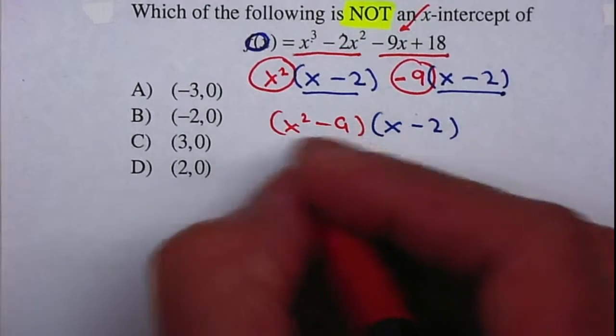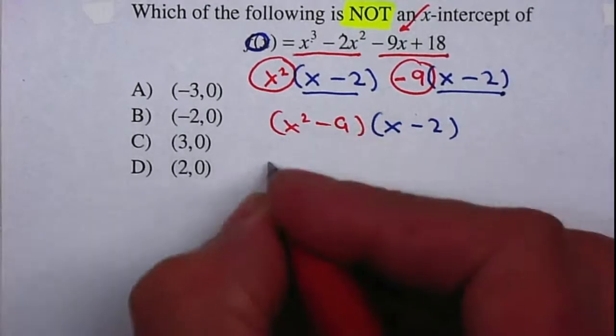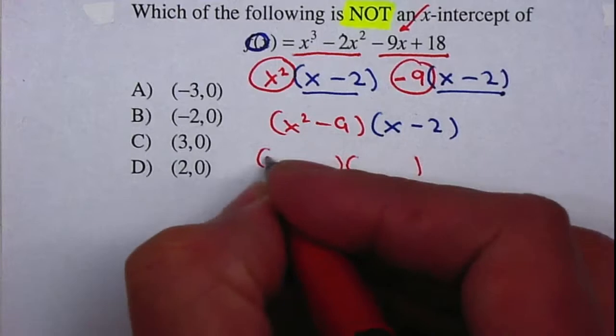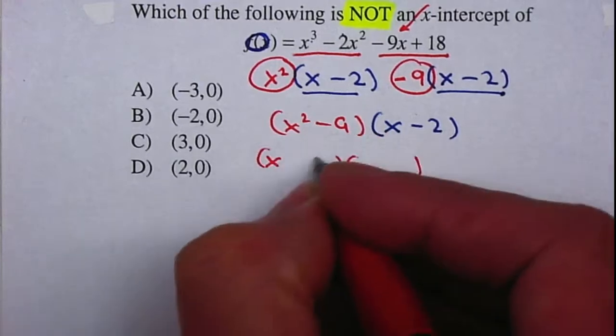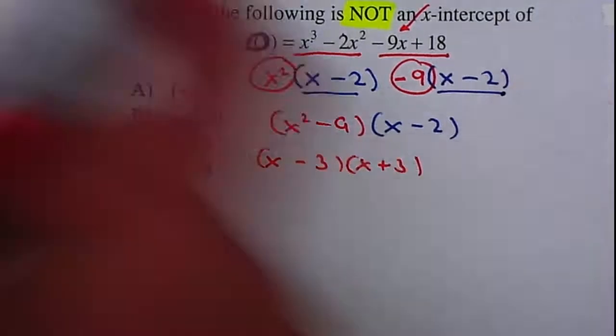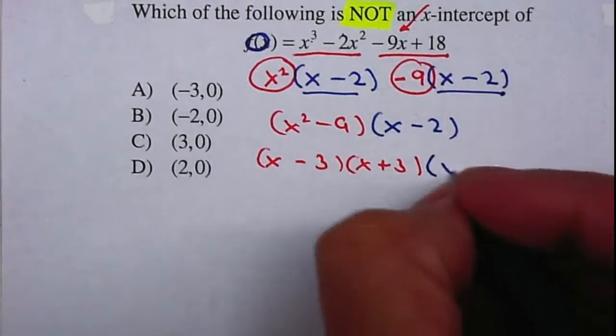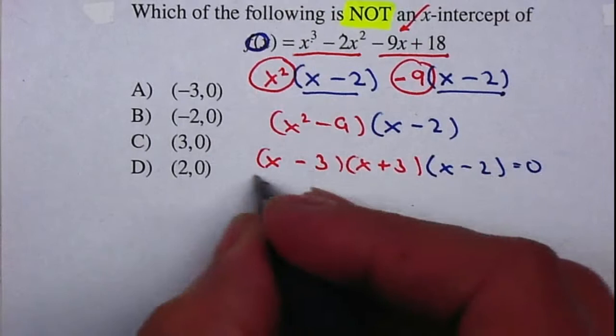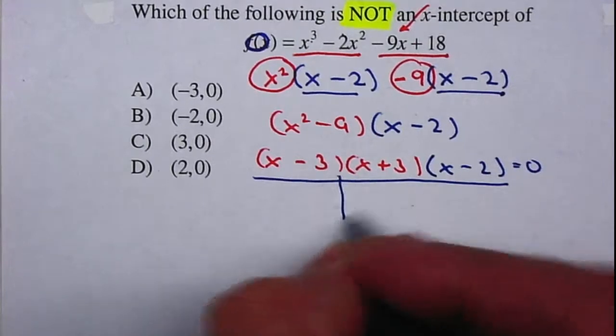I can still factor x squared minus 9. That's called the difference of 2 squares. So the factors of x squared will be x and x, and of 9 will be 3 and 3. So x minus 3, x plus 3, and we still have my x minus 2. Remember, this is equal to 0, and I can solve it using my zero product property.